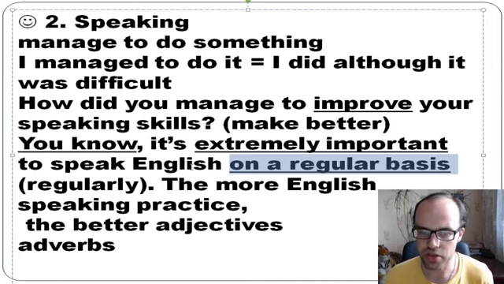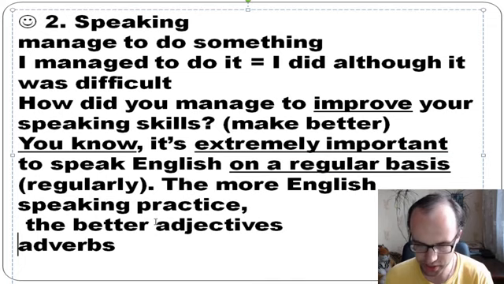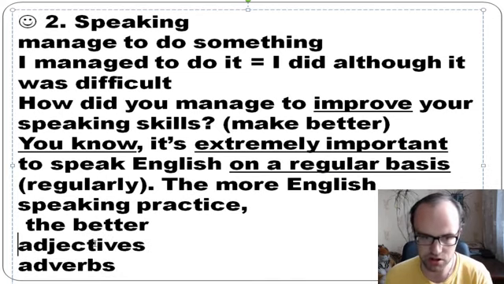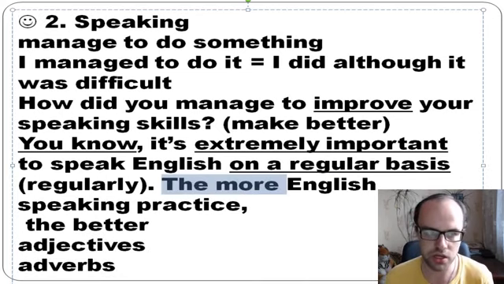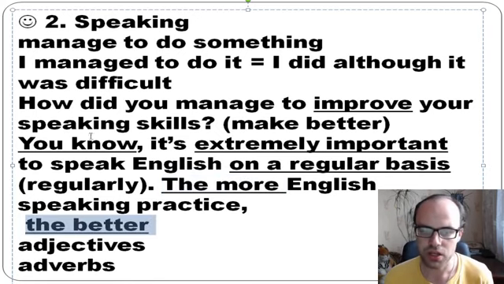And then you see, the more English speaking practice, the better. It's another structure, the more, yeah? It's about comparatives. So please, the more English speaking practice, the better. Or for example, the more homework, the more progress. The more lessons, the more progress, yeah? So the more and the better. It's a comparative form, such a nice structure.